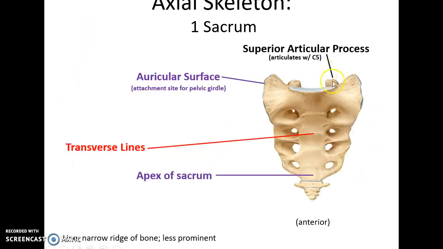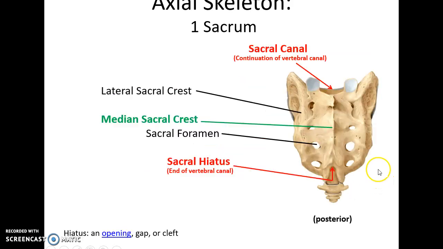The sacrum has superior articulating processes that articulate with lumbar 5. It has on its lateral sides a rough area that will form an attachment with the pelvic girdle. This is a fibrous joint that does not move, and so it's called the auricular surface. There are little faint lines going across the middle of the sacrum. These are the transverse lines formed when the various vertebrae fuse together. And then the point at the end of the sacrum is the apex of the sacrum.